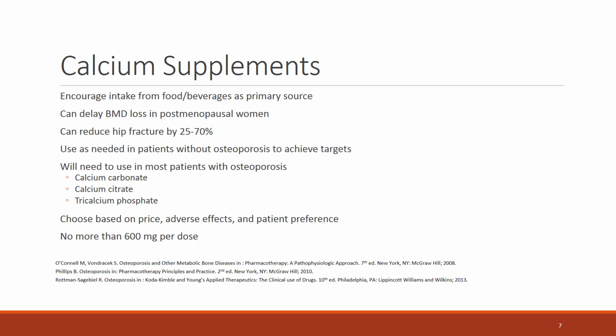But you can use calcium carbonate, calcium citrate, or tricalcium phosphate. They're very similar. There are some differences between them, and it really depends on price, patient preference, and adverse effects. You don't want to give more than 600 milligrams in one dose. The body can't absorb more than 500 to 600 milligrams at a time. So if the patient needs to get 1,000 milligrams in supplements, they need to separate that into 2 doses.